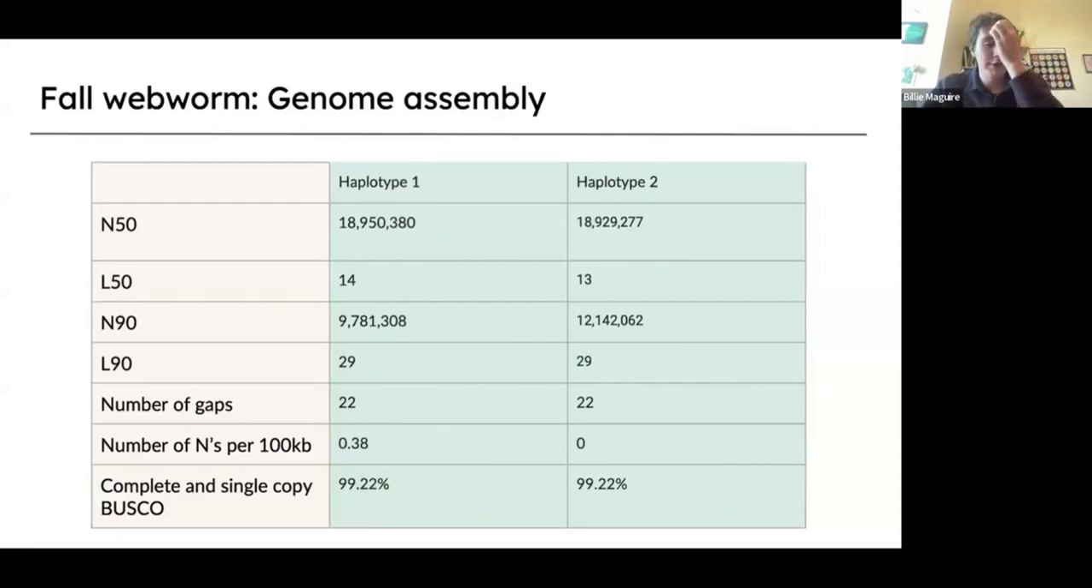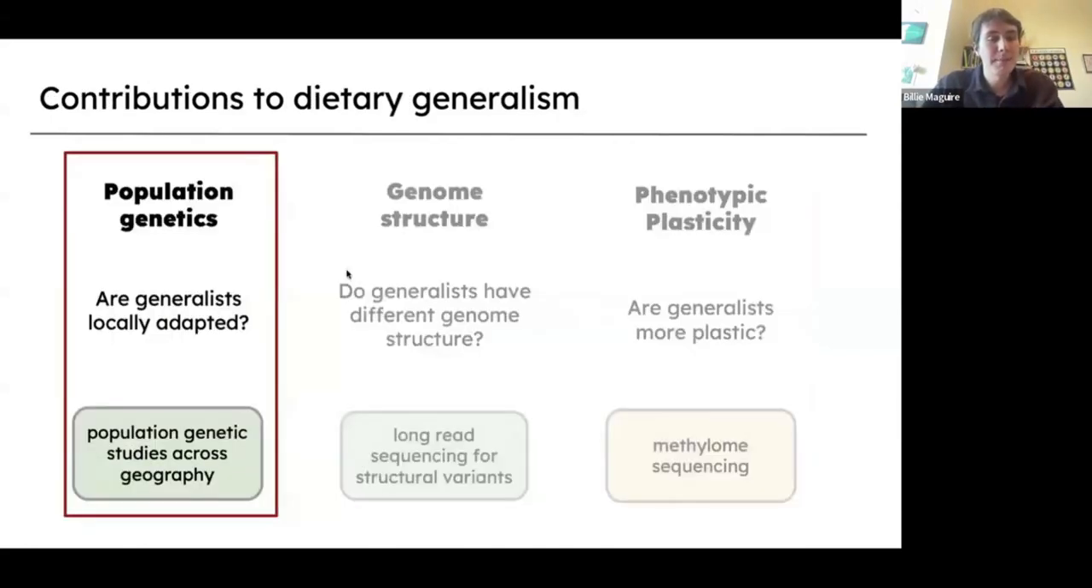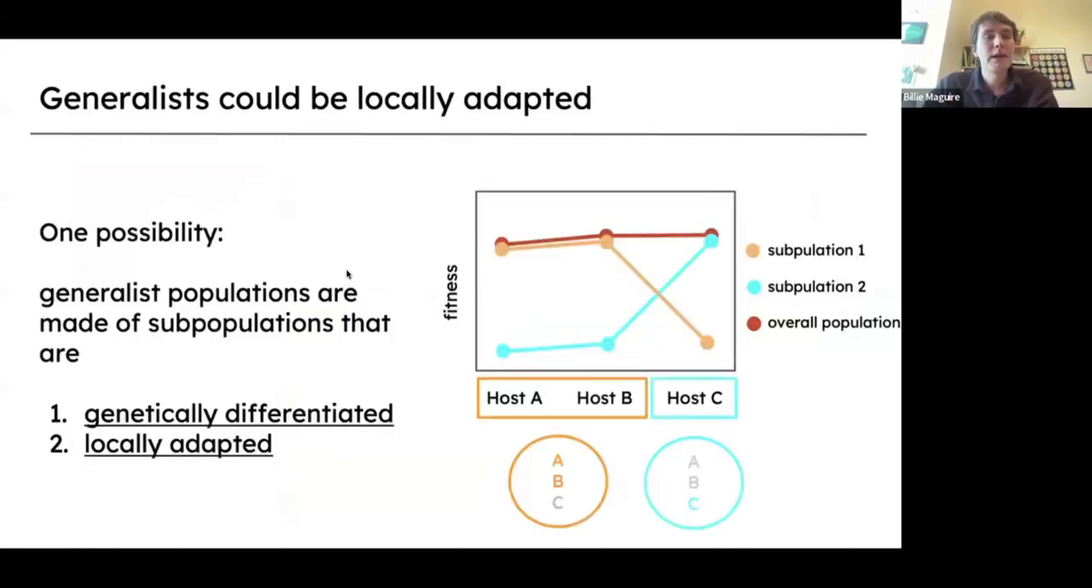And so we have this very high quality genome assembly now, thanks to AssemblyLink, and we're able to do some research with it. The first one I want to talk about is population genetics. A little bit of background on this. One hypothesis for how generalism could be maintained is that generalists are locally adapted. So generalists could be composed of subpopulations that are, one, genetically differentiated, and two, locally adapted.